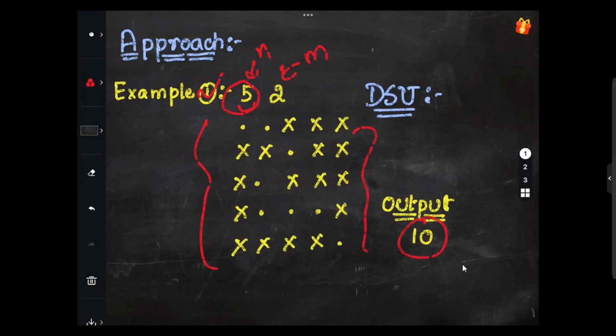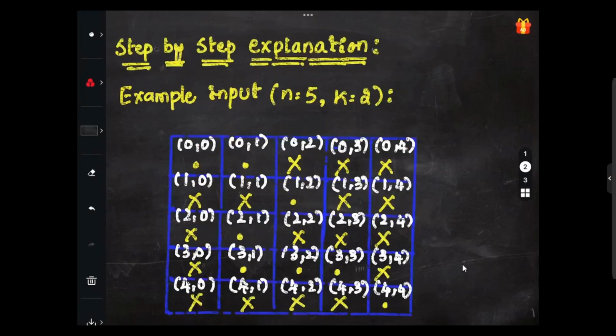10 basically, meaning the maximum possible size after at most one k into k destruction is 10, right? So this is fine. First, let's move on with this one step-by-step explanation.